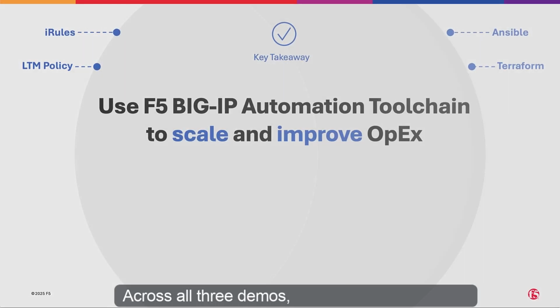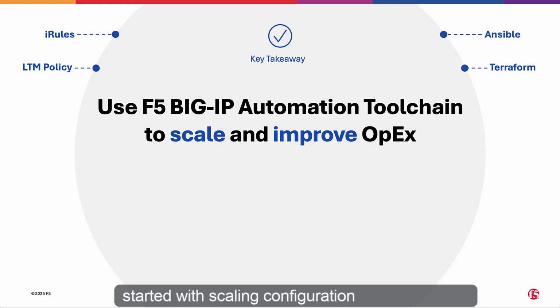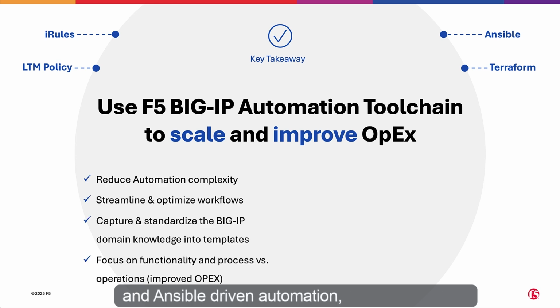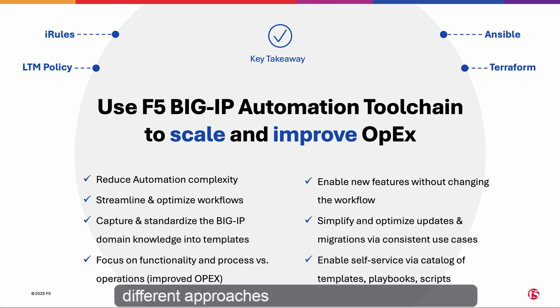Across all 3 demos, we showed how to get started with scaling configuration using LTM policy and iRules, extending that with Terraform and Ansible-driven automation. This illustrates different approaches to F5's BigIP automation to scale operations and improve operational efficiency. Learn how you can use LTM policies, iRules, Terraform, and Ansible in your IAC initiatives today.